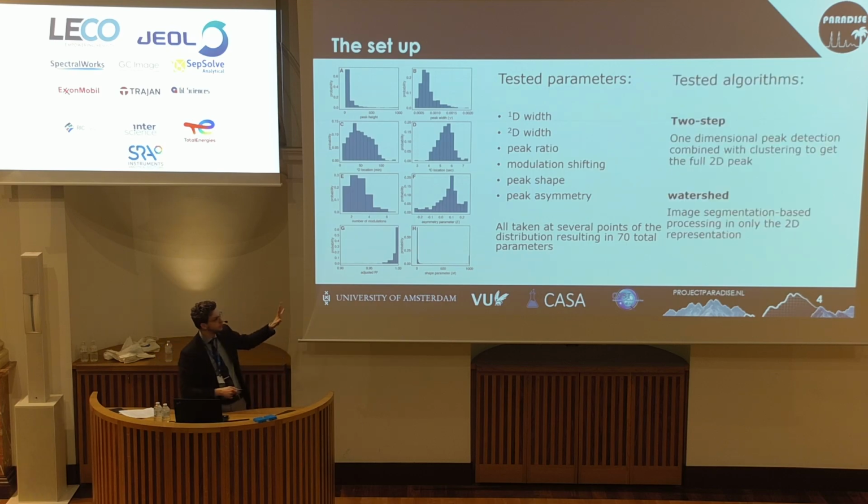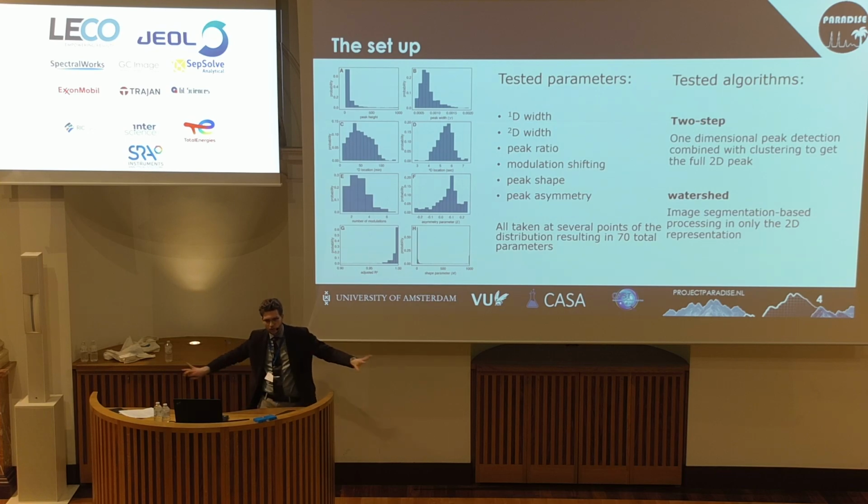And then we tested 2 different peak detection algorithms. And we chose these 2 implementations, not because we wanted to see which one was best, but because they represent 2 very different approaches in terms of peak detection. Because as the name implies, the 2-step algorithm works in 2 steps. It first detects peaks in a one-dimensional fashion, and then it starts to cluster them. Whereas the watershed algorithm keeps the data in a 2D representation and uses a more image-based approach to do it. So we wanted to see what these 2 ends of the approaches would give us.